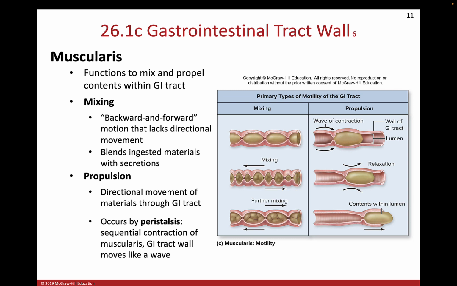to whatever the contents are in that organ. Now, when we look at propulsion, that is a directional movement. And this is the movement used to move things through the digestive system. And this is occurring through peristalsis. This is going to be a very controlled and coordinated contraction of the muscularis of the GI tract wall, and think of it as a wave-like motion, because that's how this is described: a wave of contractions that are moving the contents through the GI tract.